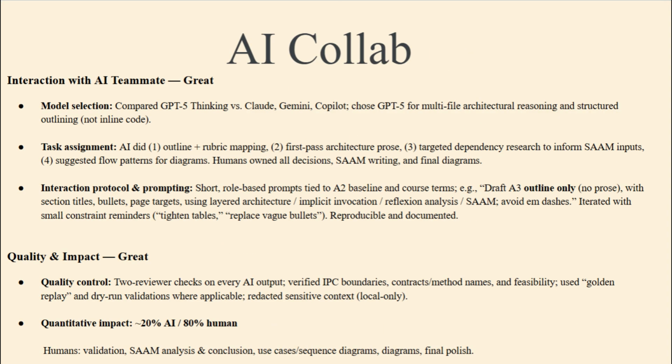Lastly is our AI collaboration. We picked GPT-5 Thinking after comparing Claude, Gemini, and Copilot, and it was chosen for its multi-file architectural reasoning, not code generation. We assigned it 4 bounded tasks: the outline plus rubric, first pass architecture mapping, targeted dependency research to perform SAAM inputs, and suggested flow patterns for diagrams. We use short, role-based prompts tied to our A2 baseline, reviewed every output with 2 separate group members, and kept all data local. Overall, it did 20% of the work, while we did the other 80%.